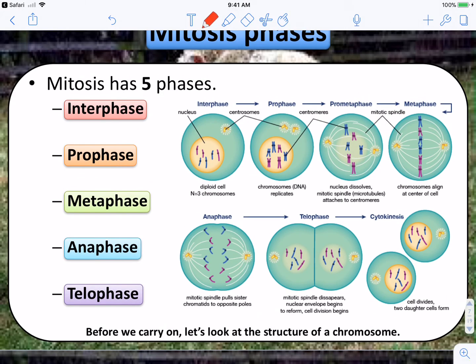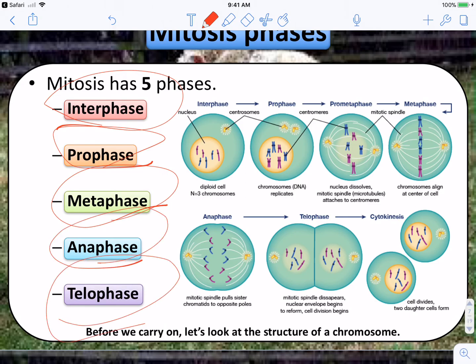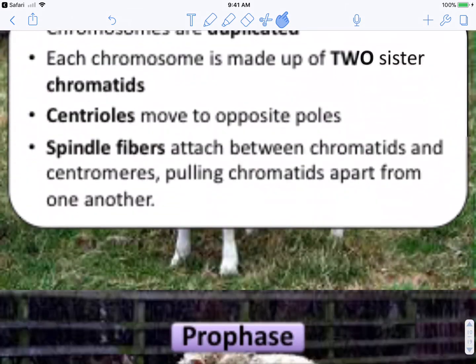So mitosis has 5 phases: interphase, prophase, metaphase, anaphase, and telophase. And the new process of meiosis, which is how cells are sexually reproduced, has the same phases, so you don't really need to learn any new terms. But we have a quick acronym to help us memorize those phases.